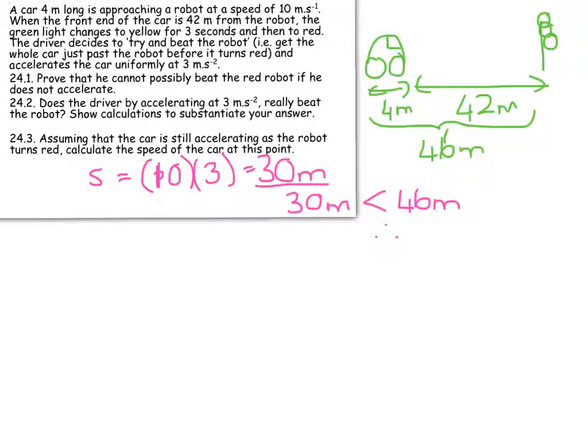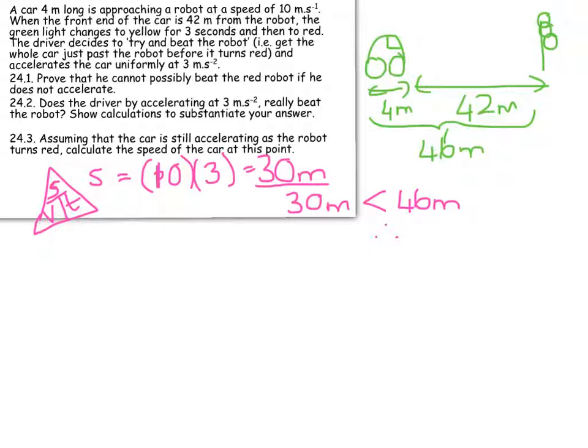It's much further to go 46 meters than the 30 meters he would have covered if he didn't accelerate at all. Remember that if he doesn't accelerate, I can use the very simple equation which comes from the triangle you've learned from early days, and that is that velocity is equal to displacement over time. So if I'm looking for displacement, I would cover up the displacement, and I see that it's velocity times time.